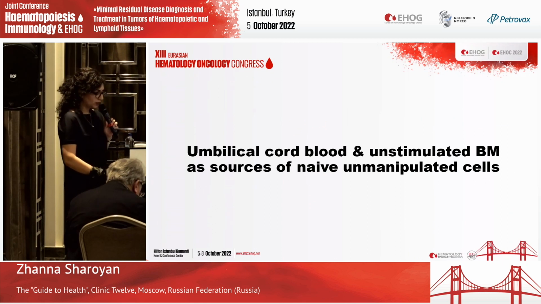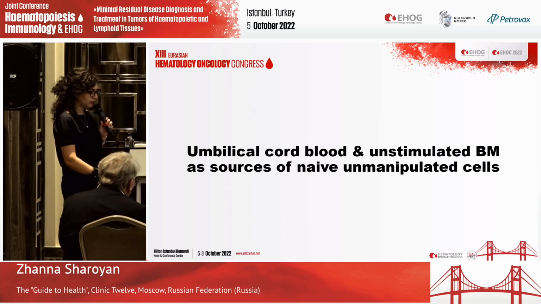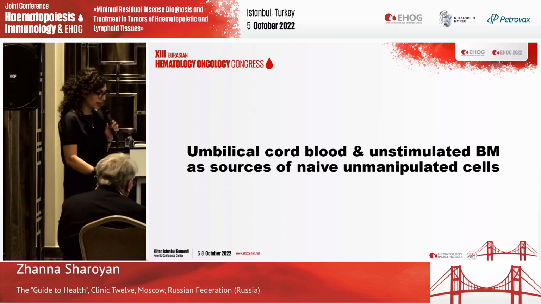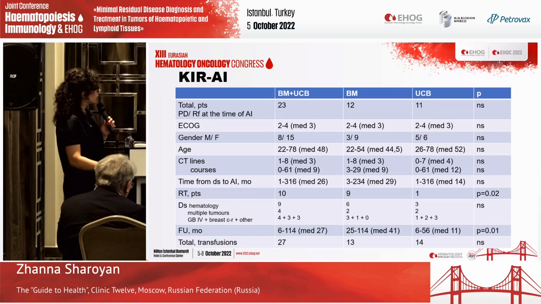We used umbilical cord blood as salvage therapy for refractory patients who are not eligible for any treatment, with life expectancy less than 3 months. As a historical control, we use data from patients who underwent adoptive salvage therapy with bone marrow. The groups were similar with respect to age, gender, ECOG, pretreatment. There was a statistical difference in history of radiotherapy and follow-up, higher in the control bone marrow group.